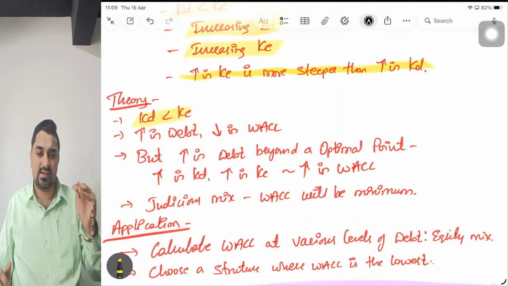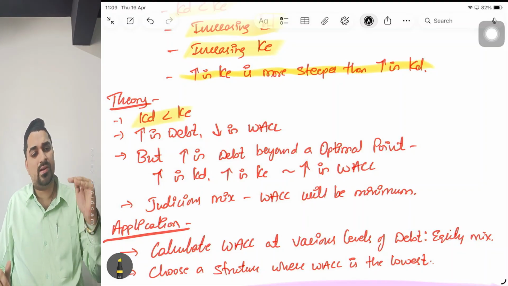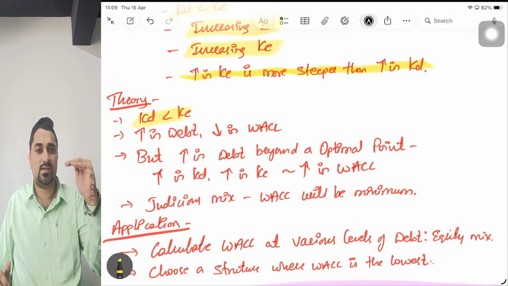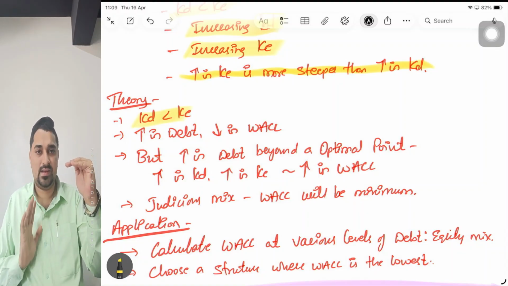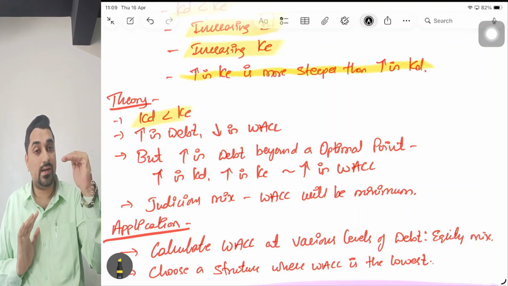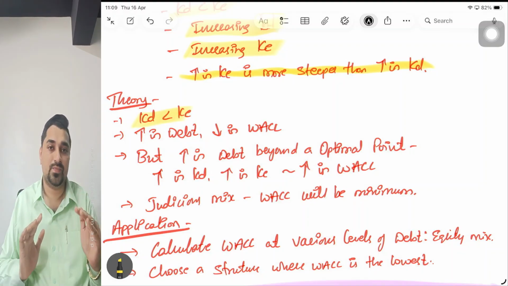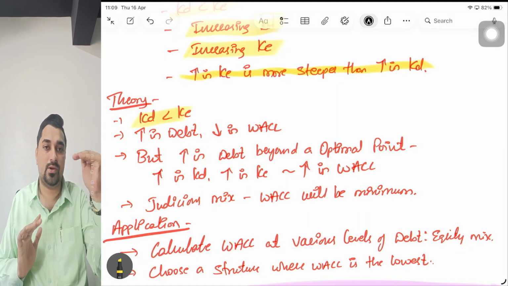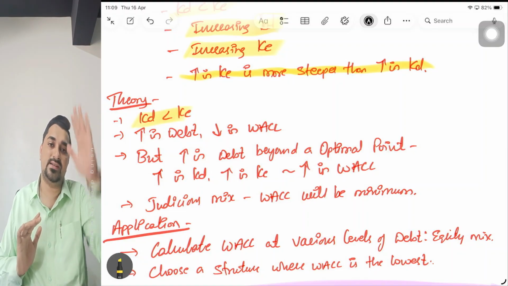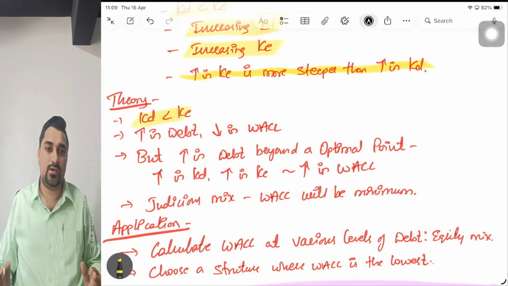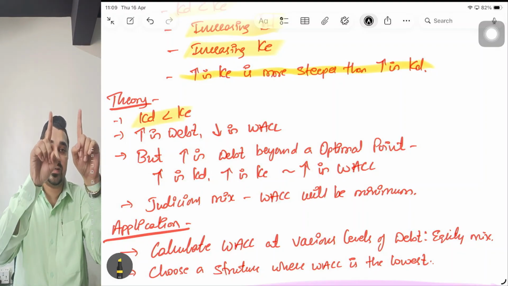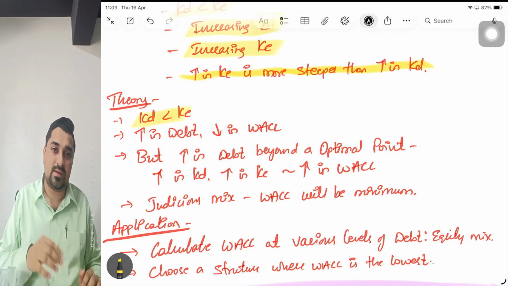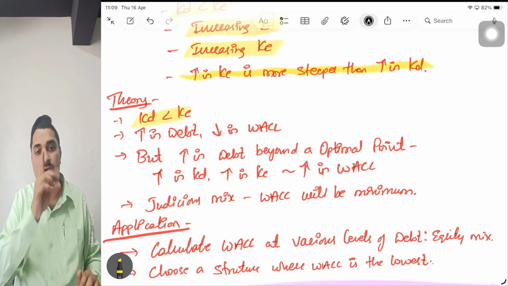So this theory says debt is a cheaper source of finance. Employing a higher amount of debt in your capital structure to a certain extent will cause a reduction in WACC. Yes, but if you start raising debt beyond this point, called the optimum point, my KD will start rising, my KE also will start rising, and my WACC, instead of coming down, will go up.